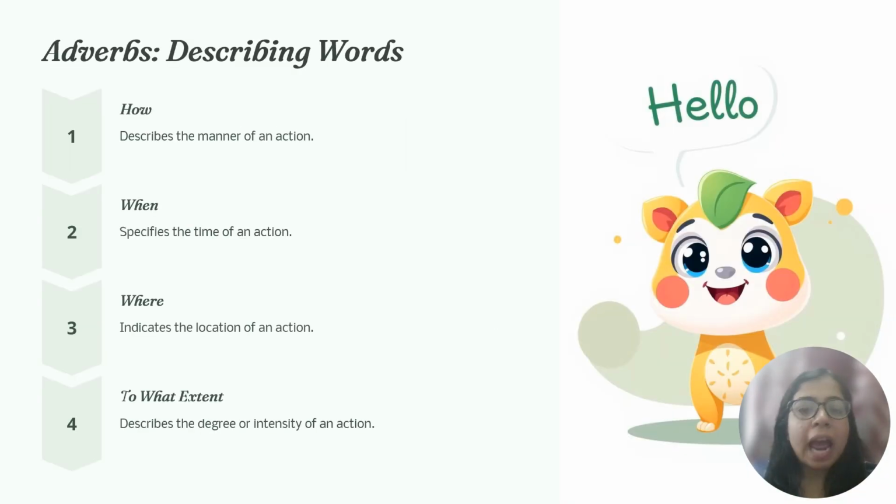Next we come to adverbs, which are describing words. As we can see from the name, an adverb is adding something to the verb: how the action is being performed, when it is being performed, where it is being performed, and to what extent. Like, I was sleeping yesterday. Yesterday is an adverb which answers the question of when. When were you doing this action? I was doing this action yesterday. So this is an adverb.